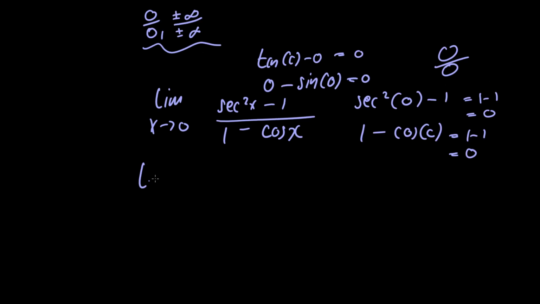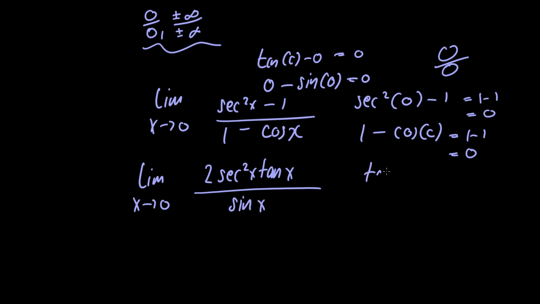Doing so gives us the limit as x approaches 0. Now the derivative of secant squared of x is just 2 multiplied by secant squared of x times tangent of x, and the derivative of 1 minus cosine of x is just equal to sine of x. Now tangent of 0 is just equal to 0, so in the numerator we have 0 because anything multiplied by 0 is just equal to 0, and sine of 0 is just equal to 0. So we're actually going to have to apply L'Hopital's rule for a third time in order to solve this problem.